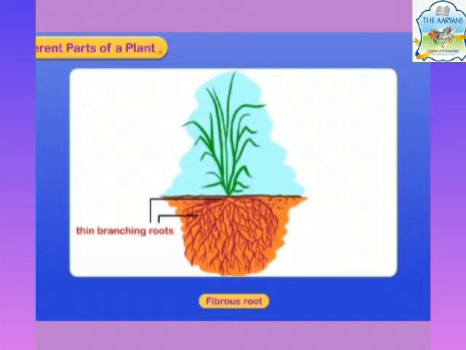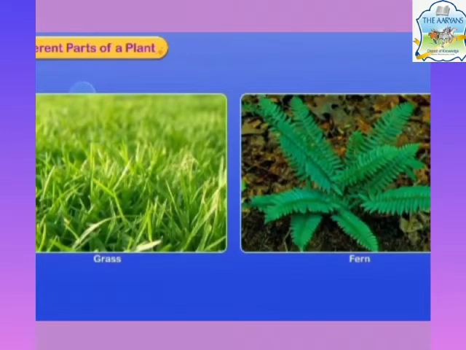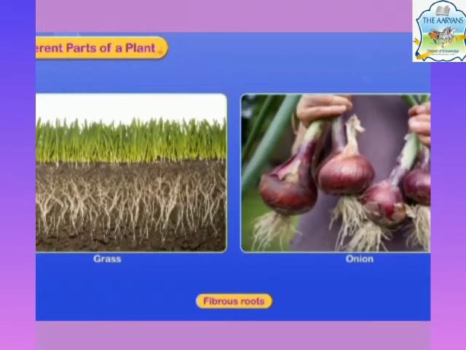Now, next is fibrous root. It is equal sized roots that are attached at the end of the stem. There is no main root in this. For example, grass and fern have a fibrous root. These are some other examples of fibrous root, that is grass, onion.